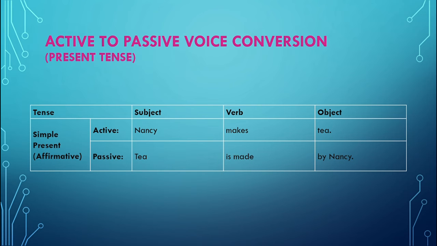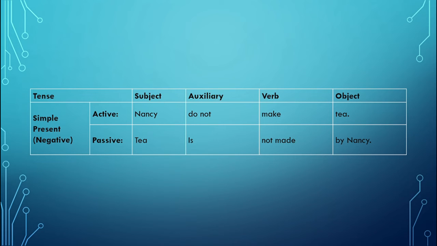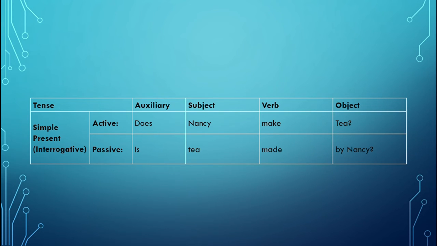This is affirmative sentence. Moving on, for negative we have Nancy, auxiliary do not make tea. And for passive, the tea is going to take the position of the subject. Object is going to come in the place of subject. Tea is not made by Nancy. Now Nancy is receiving the action. Coming to the interrogative. Does Nancy make tea? In passive, it will be changed into is tea made by Nancy?